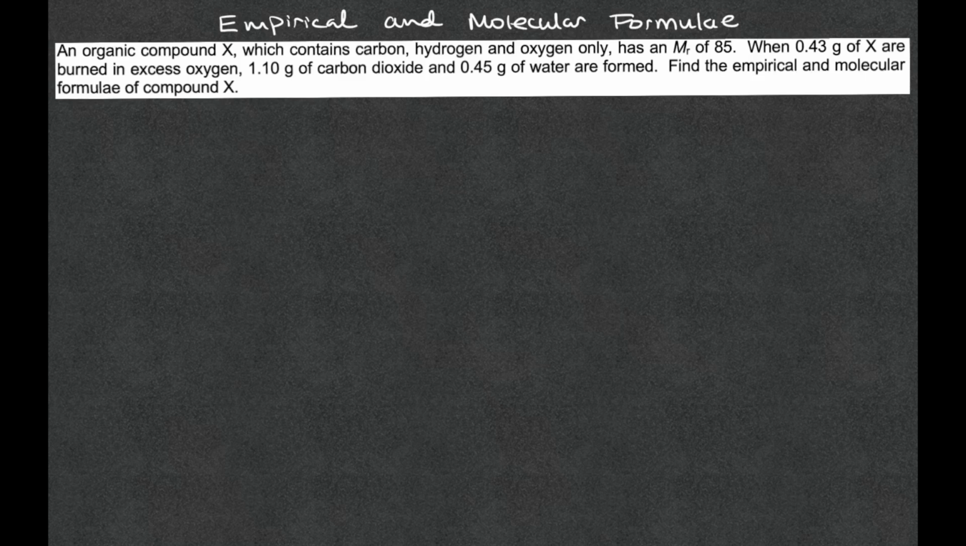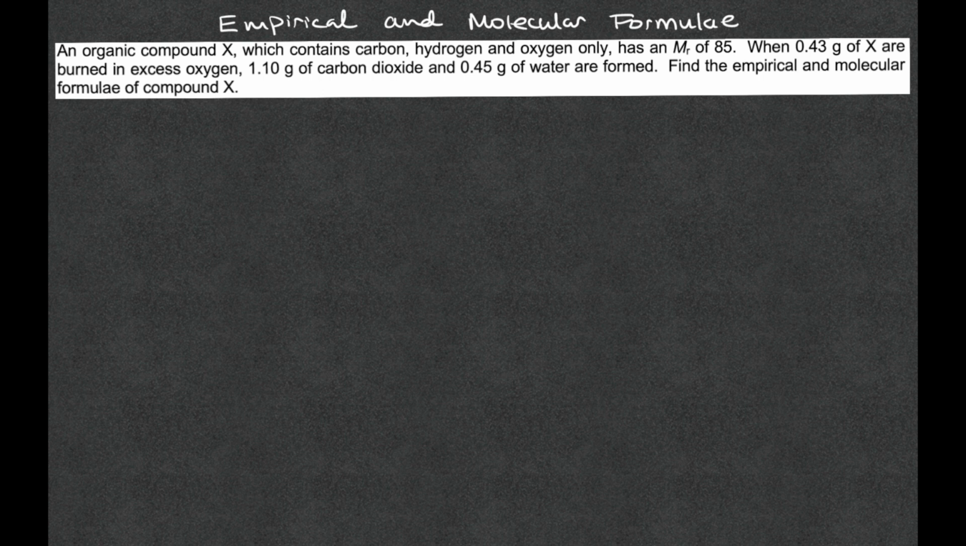Hi guys, now this question is about empirical and molecular formulae, and it says that an organic compound X, which contains carbon, hydrogen and oxygen only, has a molecular mass of 85. When 0.43 grams of X is burned in excess of oxygen, 1.1 grams of carbon dioxide and 0.45 grams of water are formed. And we need to find the empirical and the molecular formulae of this compound X.